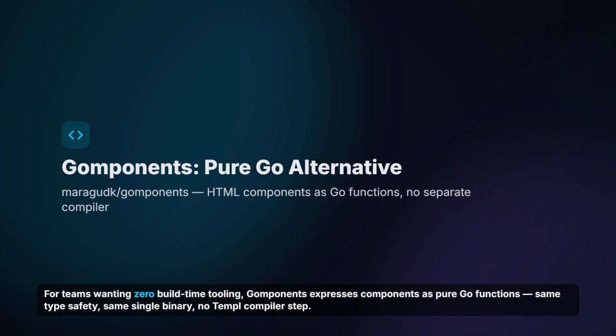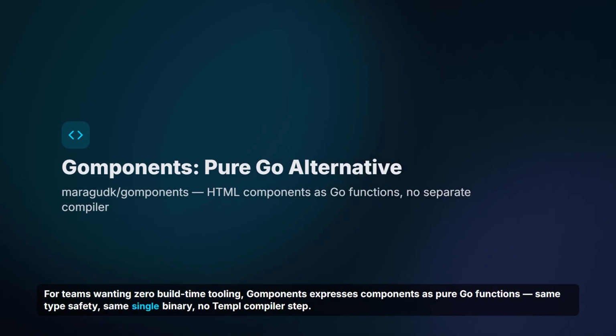For teams wanting zero build time tooling, Gomponents expresses components as pure Go functions. Same type safety, same single binary, no Templ compiler step.